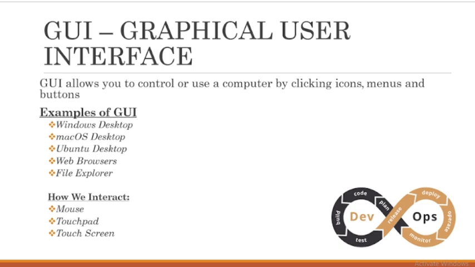We use a mouse, a touchpad, or a touch screen. We click and point on menus, we click on icons, and we click on buttons. That is how we control the computer.